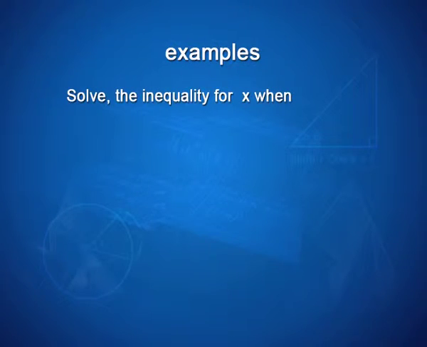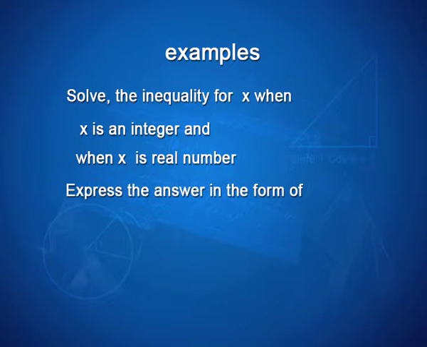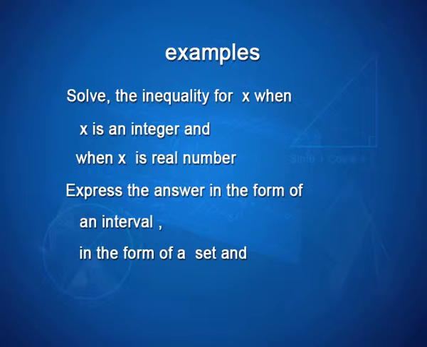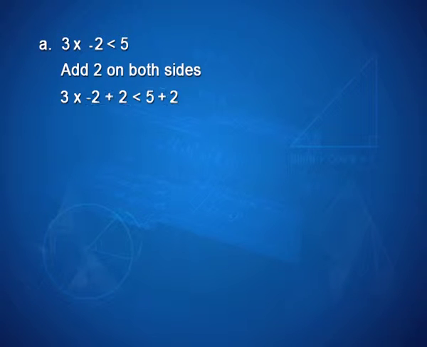Solve the inequality for x when x is an integer, and in the second part when x is a real number, and express the answer in the form of an interval, in the form of a set, and on the number line. Take up the question 3x minus 2 is less than 5. We have to solve the inequality for x. We add 2 on both sides to get 3x minus 2 plus 2 is less than 5 plus 2. That is, 3x is less than 7 and therefore, x is less than 7 by 3.